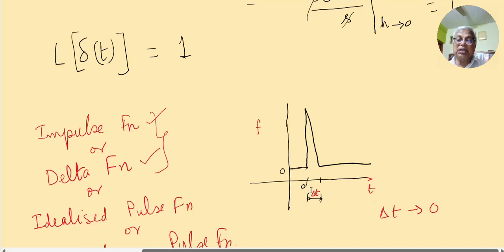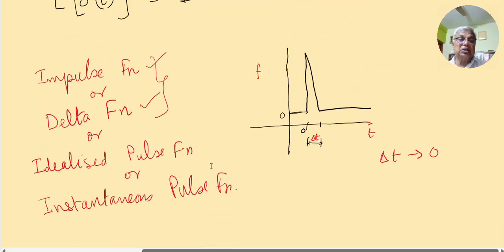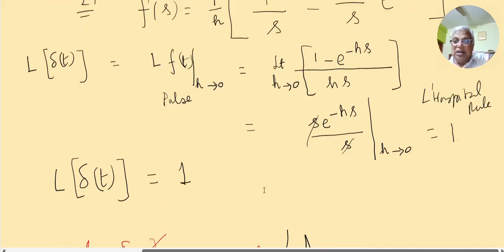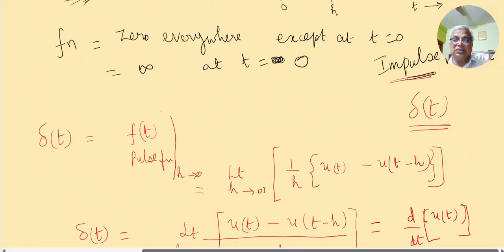And how does it practically look? A function whose value suddenly increases to a high value momentarily and instantaneously is back to the original value 0. It looks like a delta, so it's known as delta function or impulse function or idealized pulse function. I hope you understood this.